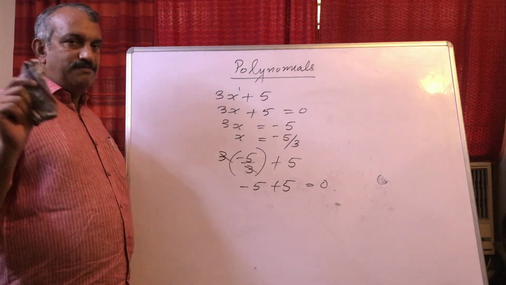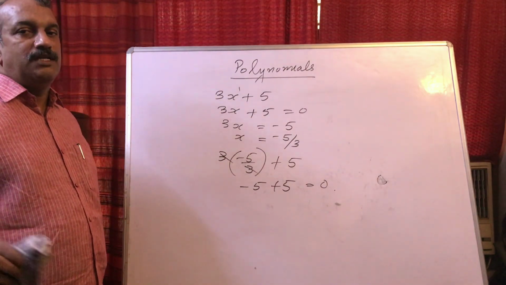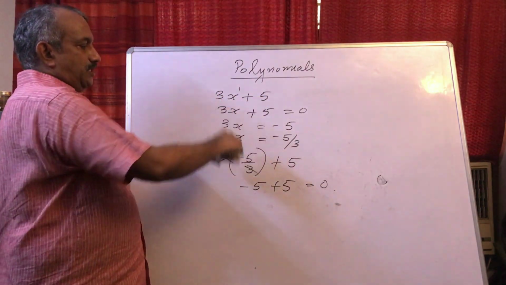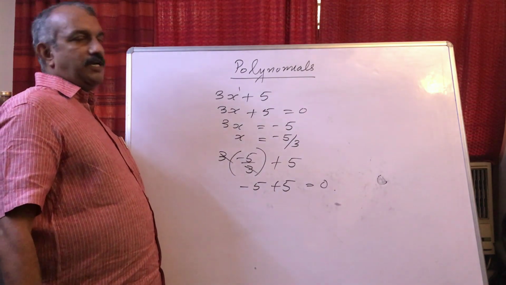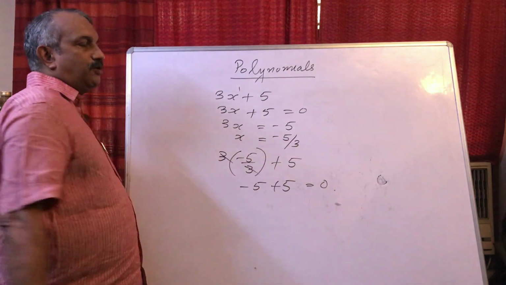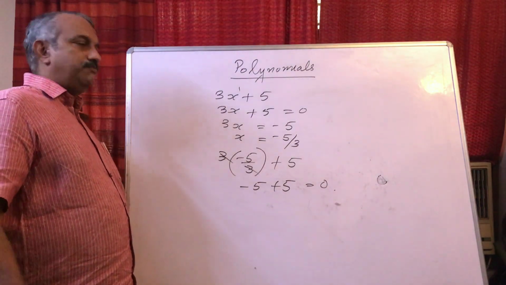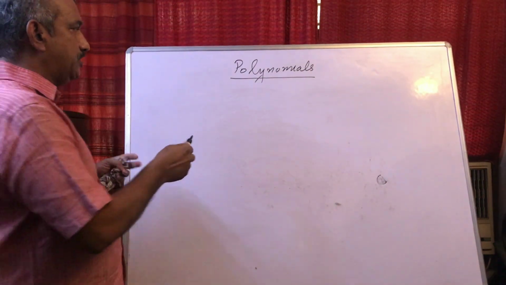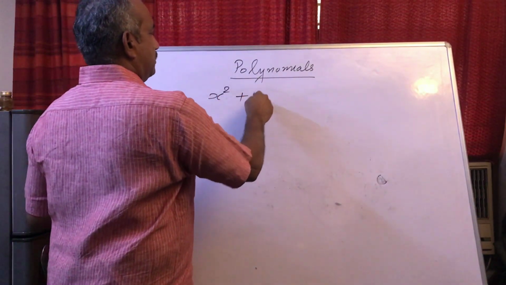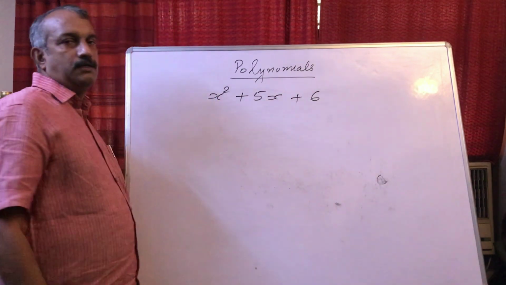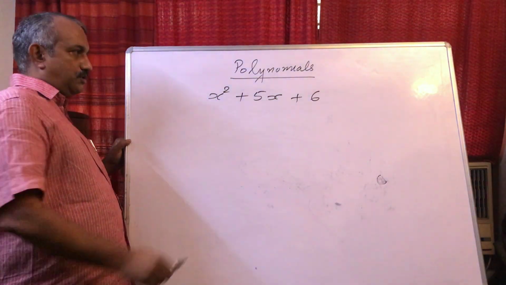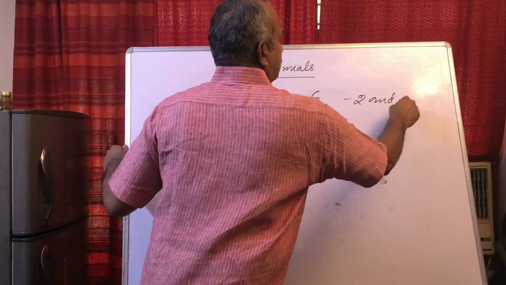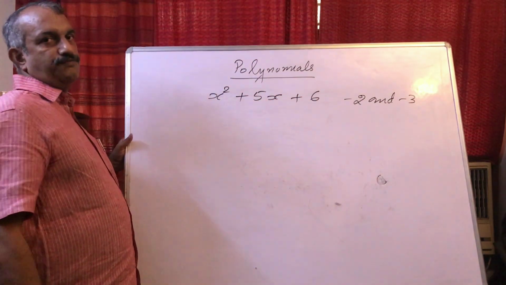Next one, zero of a polynomial. It is the value of the variable for which the polynomial is 0. For example, in this case 3x plus 5, when we substitute minus 5 upon 3 in the place of x, we get 0. So we can say minus 5 upon 3 is a zero of the polynomial. Then I'll take one quadratic polynomial also, say x square plus 5x plus 6. Minus 2 and minus 3 are the two zeros of this polynomial.